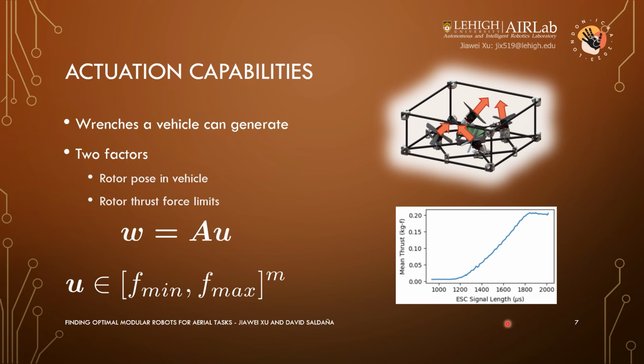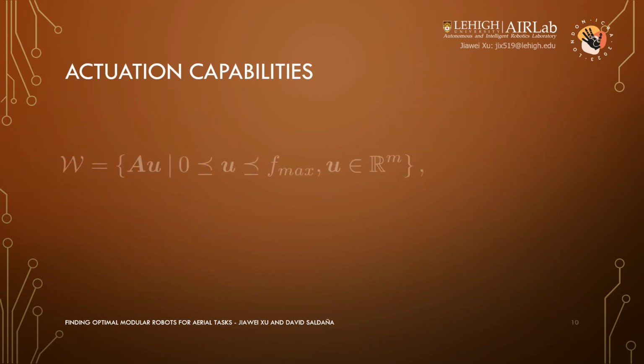Second, each rotor has a limited range of force generation, which introduces an element-wise range constraint on the input vector U. Note that M is the number of rotors. Considering the rotors are unidirectional, the minimum is equal to 0. We model the actuation capability of the vehicle as the feasible wrenches, W, which is the set of all wrenches the vehicle can generate. Naturally, to check whether a vehicle satisfies a task requirement, we only need to verify that the set of required wrenches to generate in the body frame is a subset of the feasible wrenches.